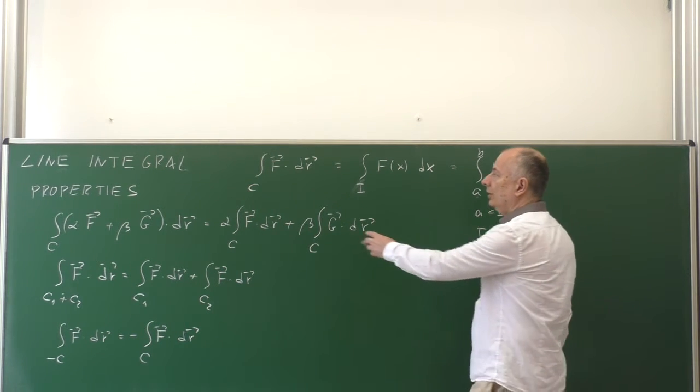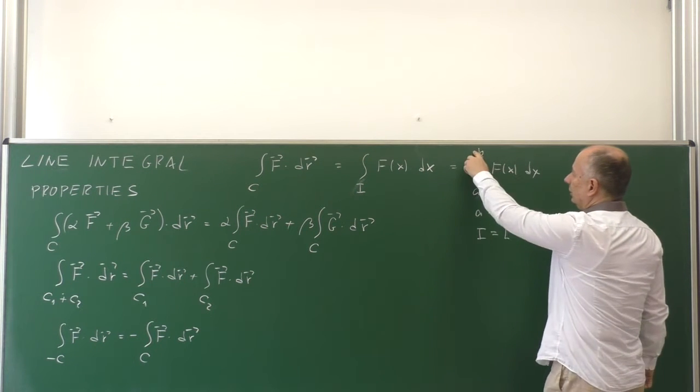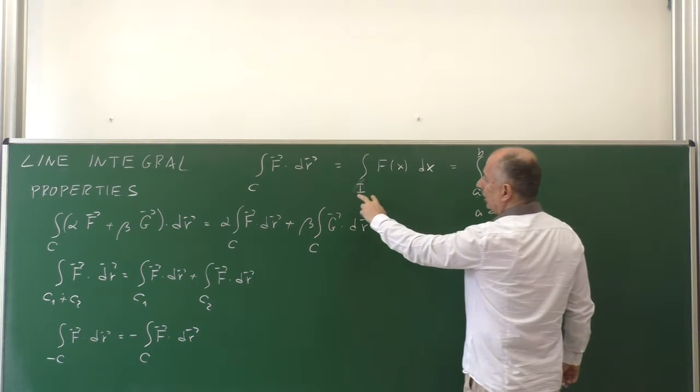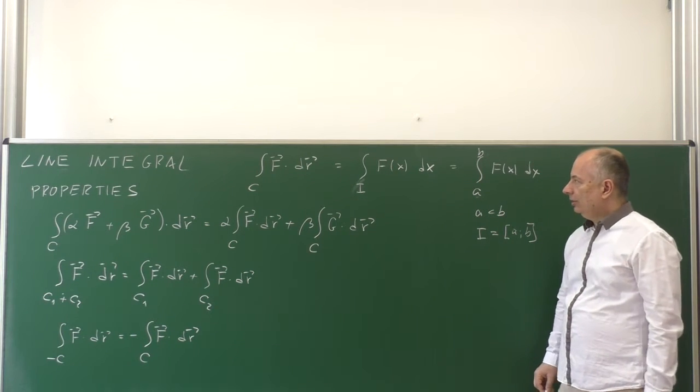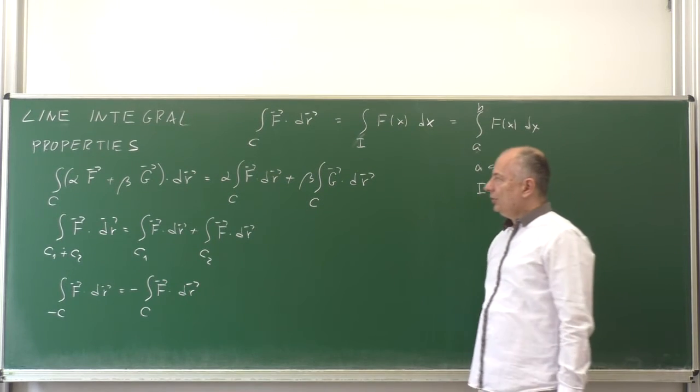If we want to write it in the sense of the line integral, we would denote the AB interval by some single letter, and we would write the name of the integration interval beneath the integral sign. So what about some properties?